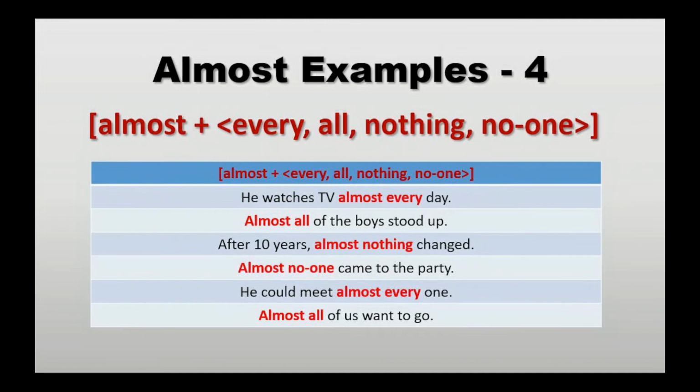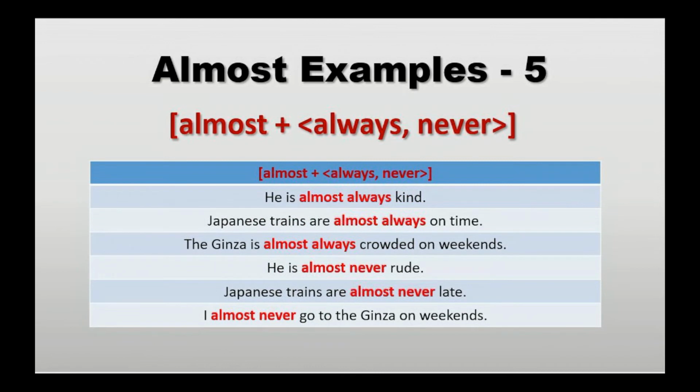And finally, the last one. Almost all of us want to go. A little bit more quickly. Almost all of us want to go. Okay, could you do it? Let's do one more. We've got one more style for using almost. And this is almost always, almost never. All right, this style is very, very popular. We use this a lot when we native speakers talk to each other.